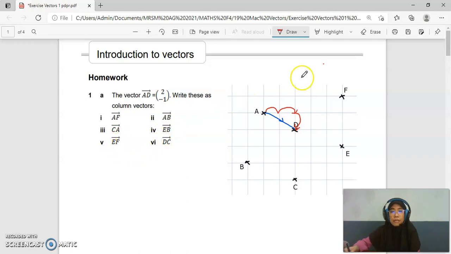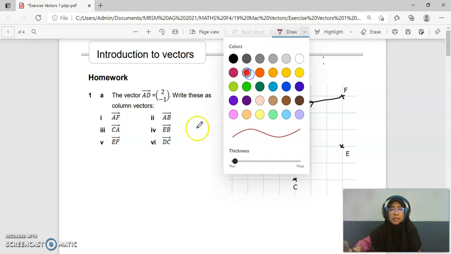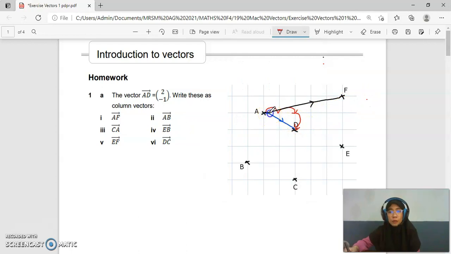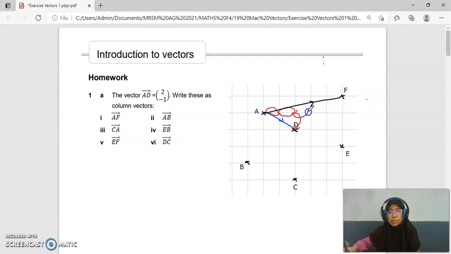So how about AF? We draw first. Firstly, we draw the line from A to F, start with A and end at F. So the step begins with the movement in X direction. It will move 1, 2, 3, 4, 5 to the right. When it is 5 to the right, it will be positive 5. And then 1 upward, so positive 1.